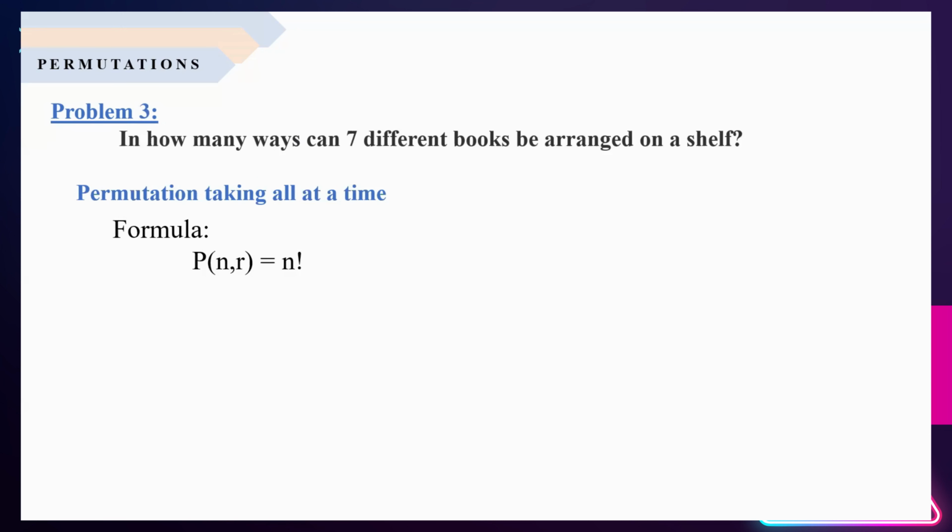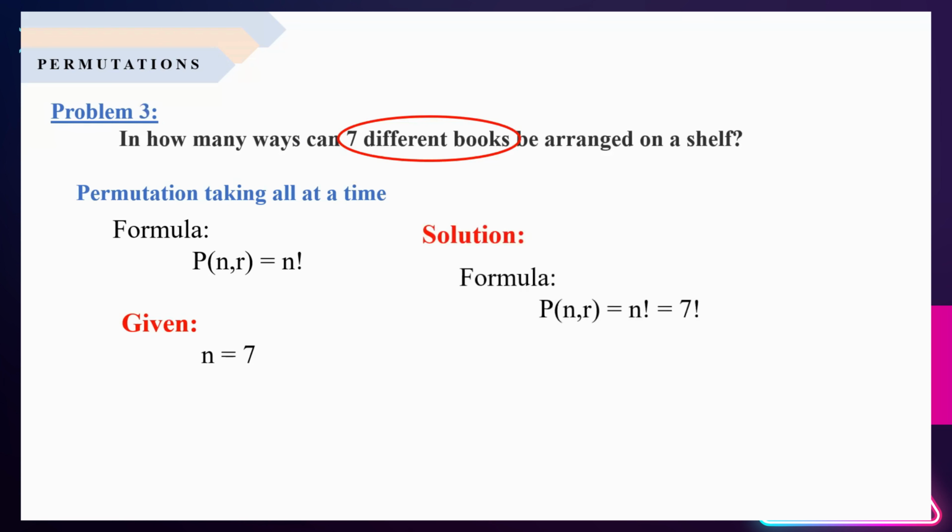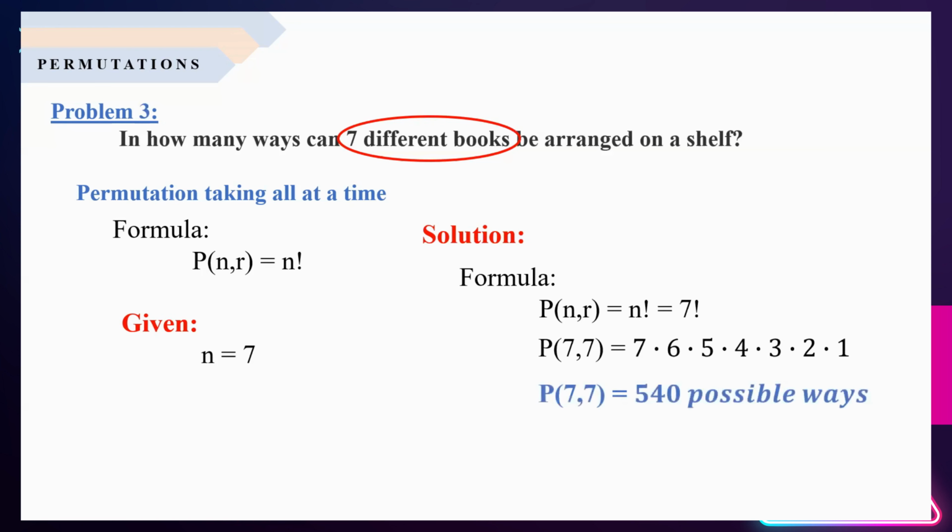At ang formula na gagamitin natin ay the permutation of n taken r at a time is equal to n factorial. At ang ating given, n is equal to 7 different books, which is 7. Gamitin natin yung ating given na yan to substitute sa ating formula na n factorial, which is 7 factorial. 7 factorial means 7 times 6 times 5 times 4 times 3 times 2 times 1. And the product of 7, 6, 5, 4, 3, 2, 1 is 540. Therefore, merong 540 possible ways na kung saan aayusin ang 7 different books on a shelf.